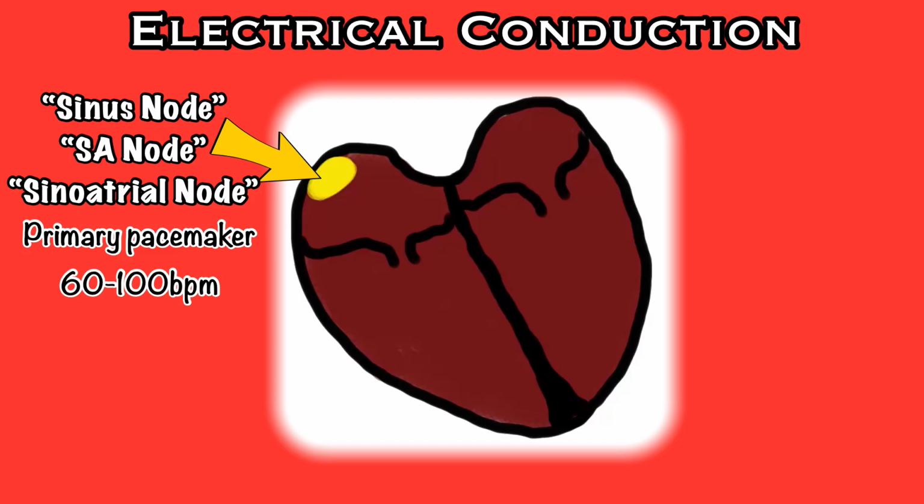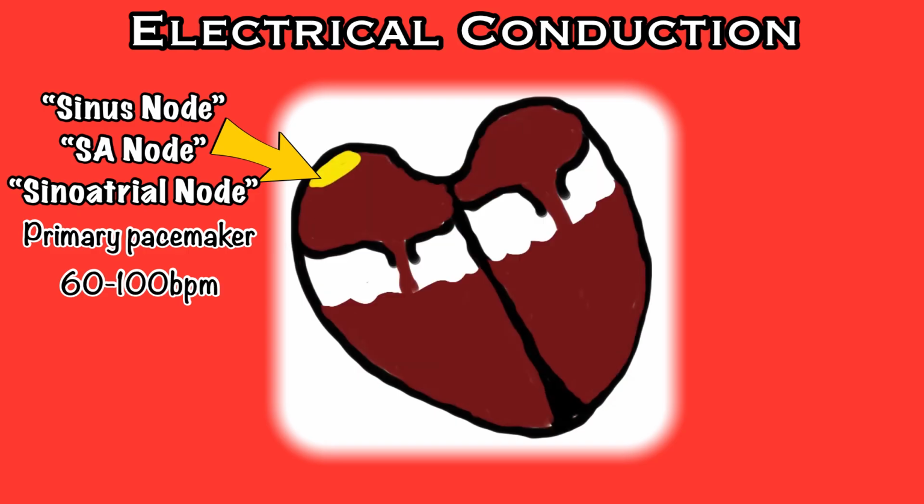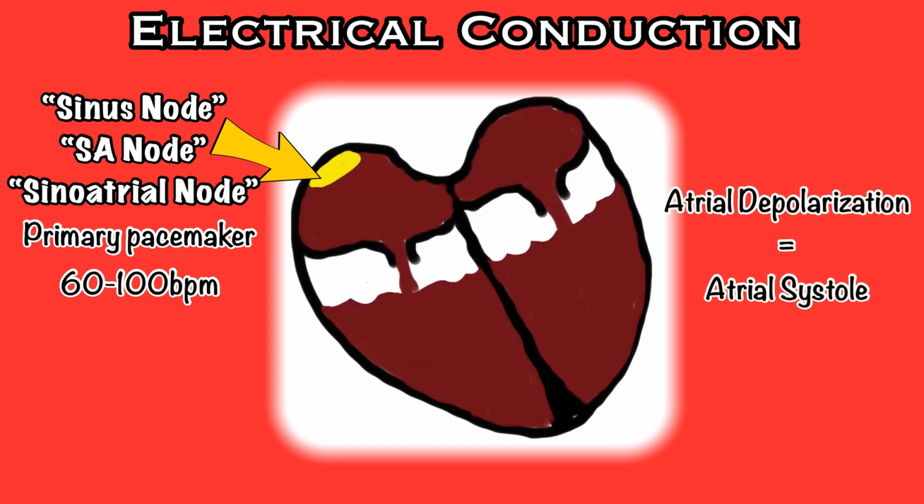When an impulse is released from the SA node, it causes the cells to depolarize, and that impulse is conducted to every cell in both atria, practically immediately. Specifically, it should take less than 12 hundredths of a second, but we'll get into that later. When all those cells release their energy or depolarize at the same time, the atria contract, giving us atrial systole and providing the atrial kick of blood into the ventricles.